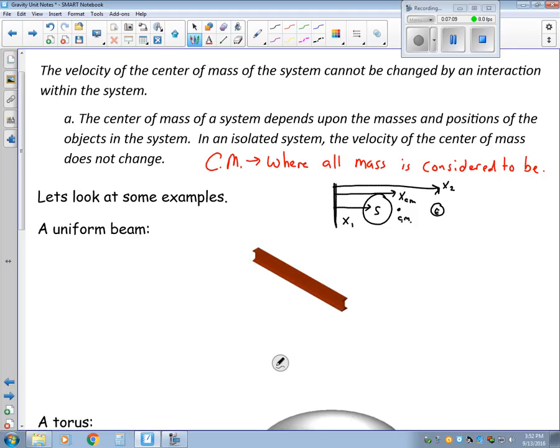The way we calculate that between 2 points would be m1 x1. So this would be like mass of the sun x1 plus mass of the earth x2, divided by mass of the sun plus mass of the earth.